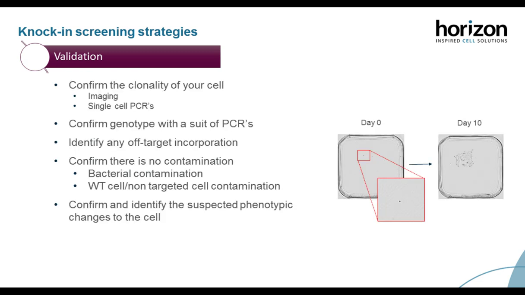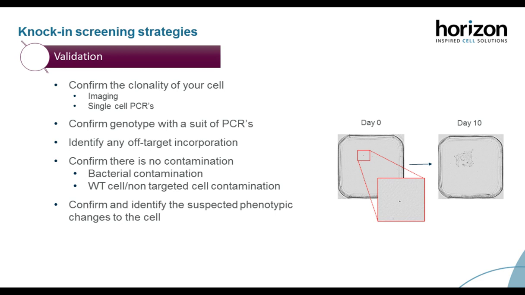So we usually confirm the genotype with a suite of different PCRs, as well as looking at the phenotype of interest. We like to identify any off-target incorporation as well if it is required. And this is just done by amplifying up those top off-target hits that we were notified of. We also confirm there is no bacterial contamination, as well as no wild-type cell contamination, and confirm that there have been the suspected phenotypic changes within the cell.